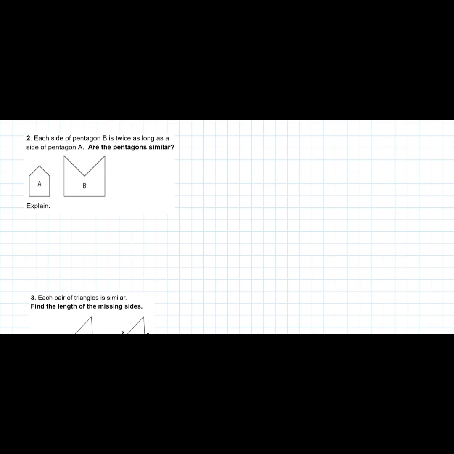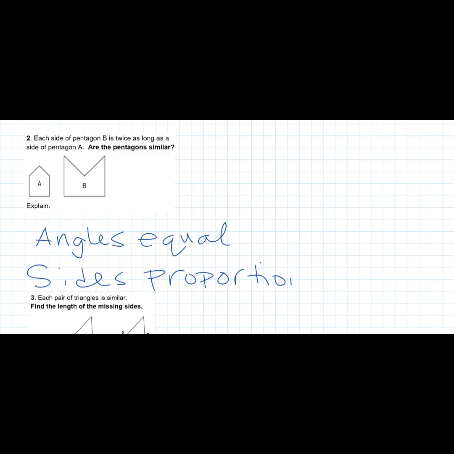Are these pentagons similar? Well, if you look at them, clearly they're not the same. They're not scale copies. For two polygons to be similar, they need angles to be equal and corresponding sides to be proportional. Even though the sides are twice as long on pentagon B, you can still see that the angles are nowhere near equal. So I know for sure that these two polygons are not similar.